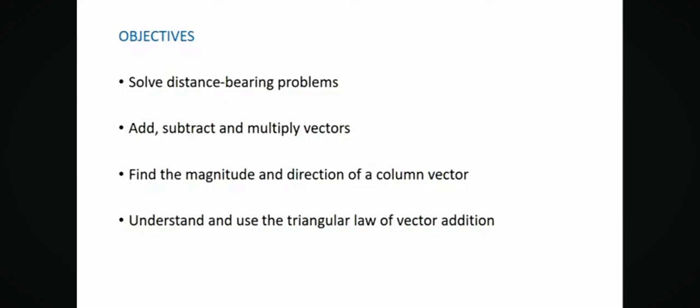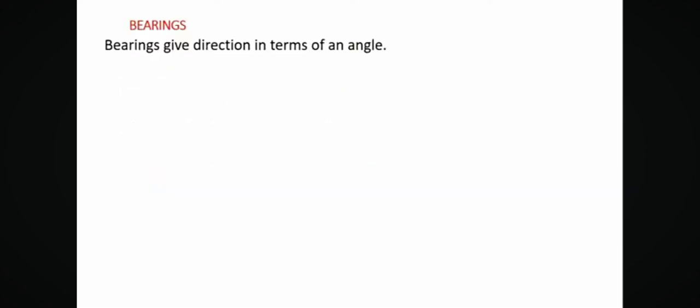Let's begin by tackling the first part of our topic, which is bearings. Bearings give direction in terms of an angle. In our everyday lives, we use directions. When we are moving from one place to another and we do not know the place we are going to, we ask people for directions. Vehicle drivers, pilots, and captains of ships also use directions in order to navigate from one place to the other.